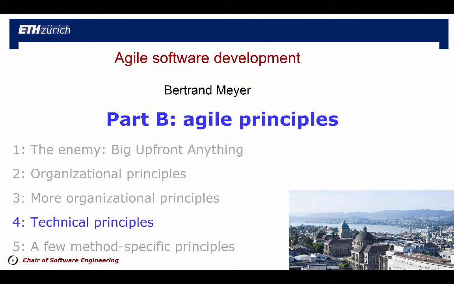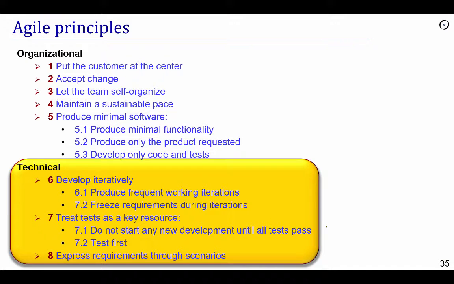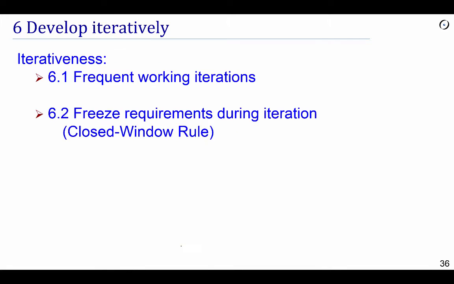We now move on from the organizational principles of the last two segments to technical principles. There's going to be three of them, two with sub-principles: develop iteratively, treat tests as a key resource. This is going to be the central role of tests in agile development, and express requirements through scenarios, for which the more specific technical term will be user story.